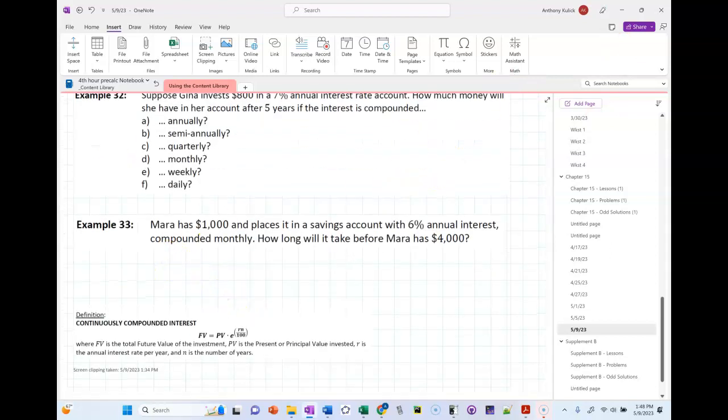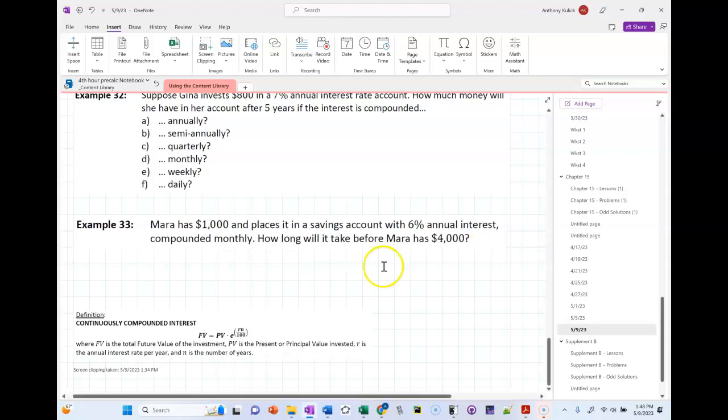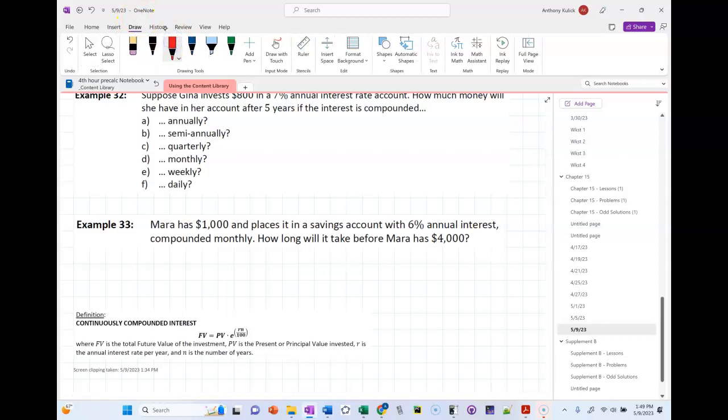But let's do a couple more examples where we're using the compound interest formula. So this next example says Mara has $1,000, places it in a savings account with a 6% annual interest compounded monthly. How long will it take before Mara has $4,000? I heard the word compounded, so I know I'm going to be using that compound interest formula.